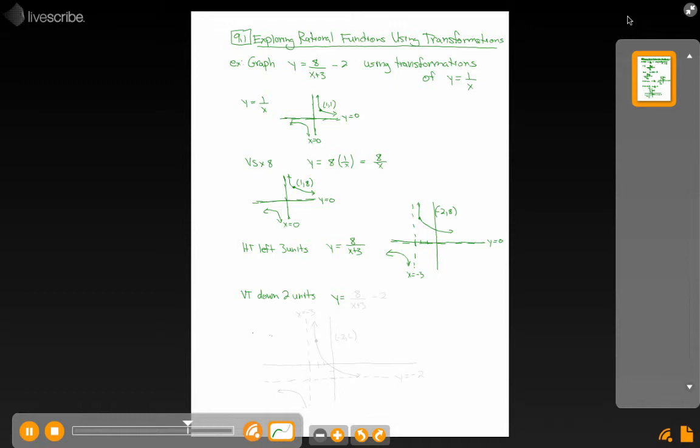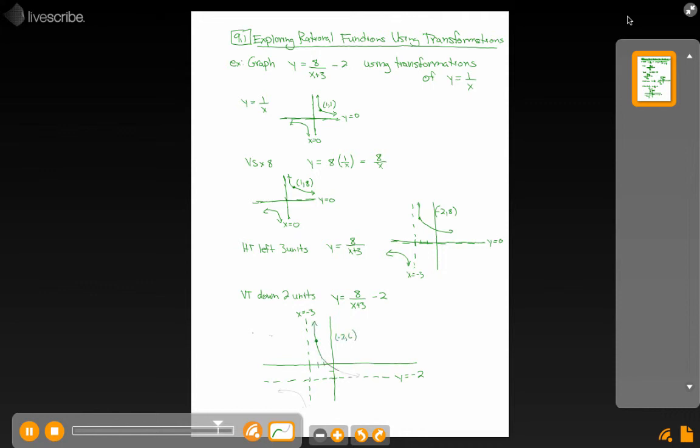So I've got finally 8 over x plus 3 and then minus 2. This one maybe I'll draw slightly larger since it's the last one. The vertical asymptote remains at negative 3, and so x equals negative 3. The horizontal asymptote now is going to move down 2 units, so down 2 units it's at y equals negative 2. The point we've been labeling was at negative 2, 8, so down 2 from there is going to be at negative 2, 6.